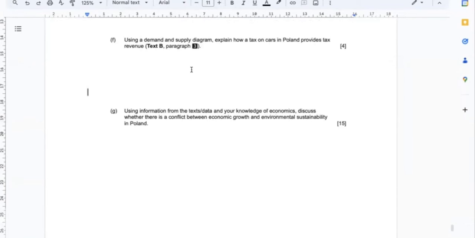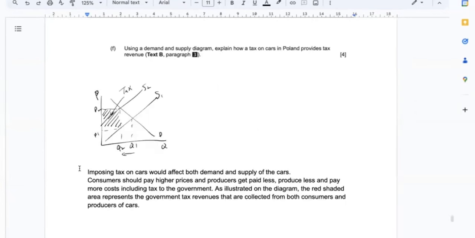Question F, using a demand and supply diagram, explain how a tax on cars in Poland provides tax revenue. This is the box that represents the tax revenue, and let me explain. Imposing tax on cars would affect both demand and supply of the cars. Consumers should pay higher prices, obviously, and producers get paid less, so they produce less, however, pay more cost, including tax to the government. So as illustrated on the diagram, the shaded area represents the government tax revenues that are collected from both consumers and producers of cars.